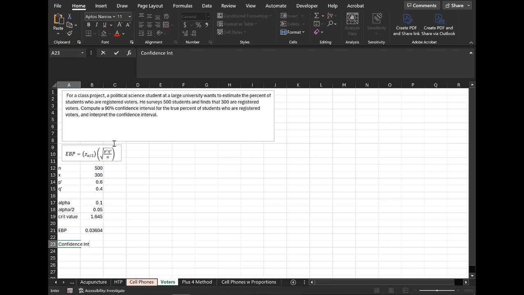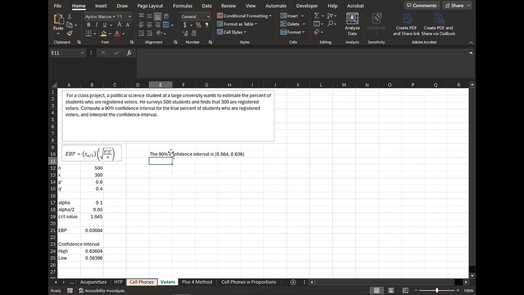And so then to get to my confidence interval, I can compute the high and low version of this. In this case, since we're doing proportions, I'm going to use p prime because we don't have means here, right? So I take p prime plus my error bound, and then I take p prime minus my error bound. And so in this case, the 90% confidence interval is going to be 0.564, I'll round that to 3 spots, and then to 0.636. So we are 90% confident that the true population proportion for this population is somewhere between 0.564 and 0.636.